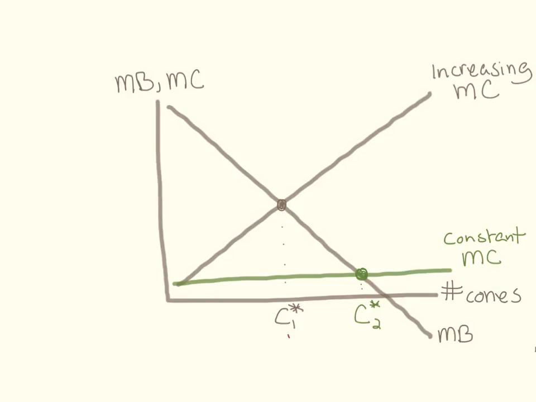In fact, if you consider all the ice cream cones consumed between C1 and C2, we note that the true marginal cost, that is the marginal cost curve that considers both explicit and implicit costs, exceeds the marginal benefit curve for all of these ice cream cones right here between C1 and C2. And so we're being irrational by consuming ice cream cones when they cost us more than we benefit from consuming them.